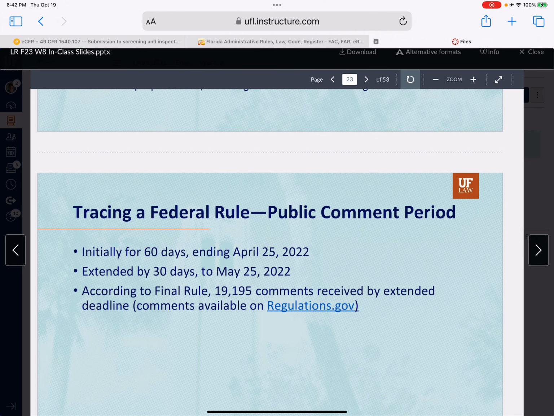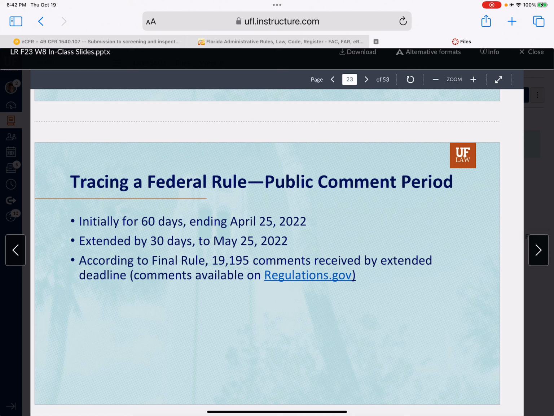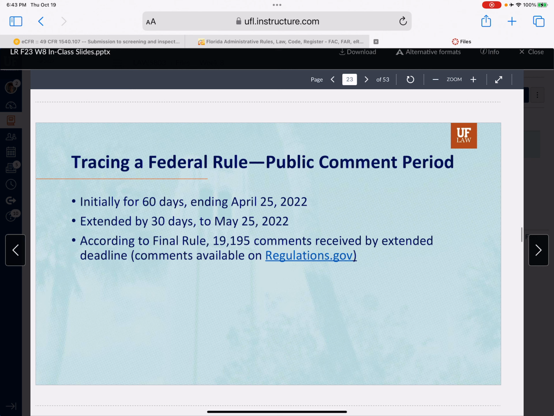We have a public comment period. In the proposed rule, it will tell you 60 days, ending April 25th. In this case, it was extended by 30 days. That's irrelevant to this discussion. And according to the final rule, there were 19,195 comments that were received by that extended deadline. Comments available on regulations.gov.